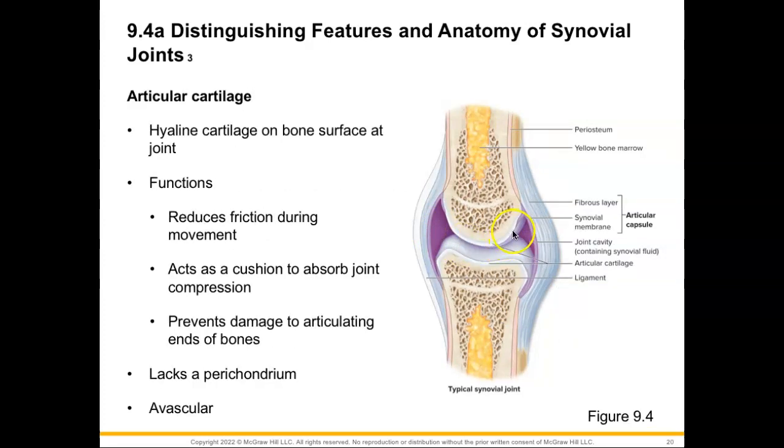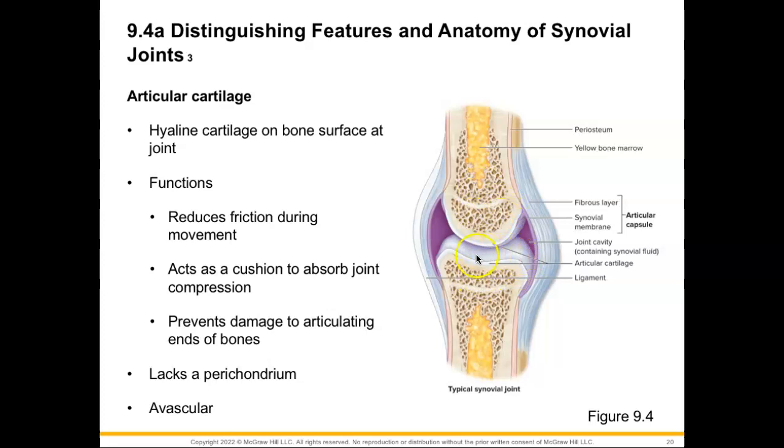Now if we look at this articular cartilage once again, like I said before, it's made up of hyaline cartilage, and we find it at the end of our two bony ends. And its function is to reduce friction while we move. It also cushions our joint and absorbs joint compression and will prevent damage to the articulating ends of these bones.